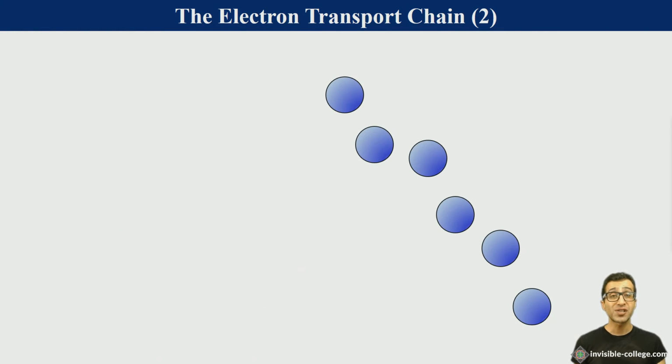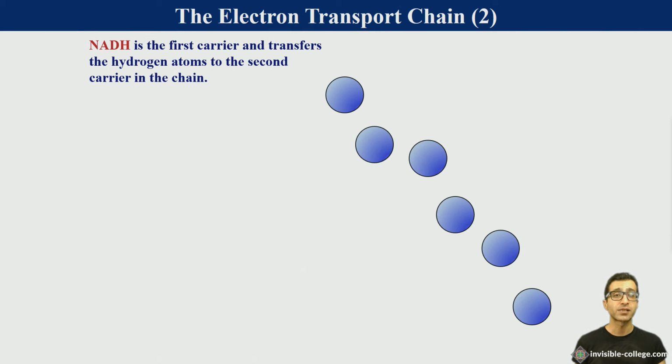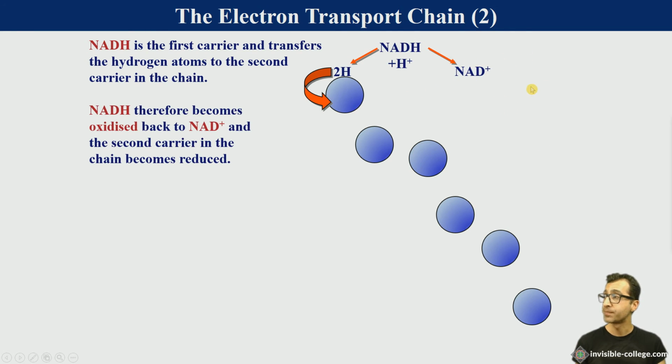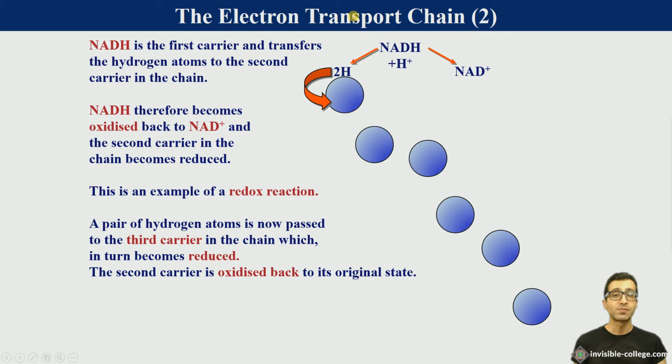So NADH is the first carrier, and it transfers hydrogen atoms to the second carrier in the chain. NADH in doing this has become oxidized back to NAD+, and the second carrier in turn has become reduced. So this is a redox reaction, because it's a reaction in which one species has been reduced and another species has been correspondingly oxidized. A pair of hydrogen atoms is then passed to the third carrier in the chain, which in turn becomes reduced, and in doing this the second carrier is said to be oxidized back to its original state. So this is another redox reaction.